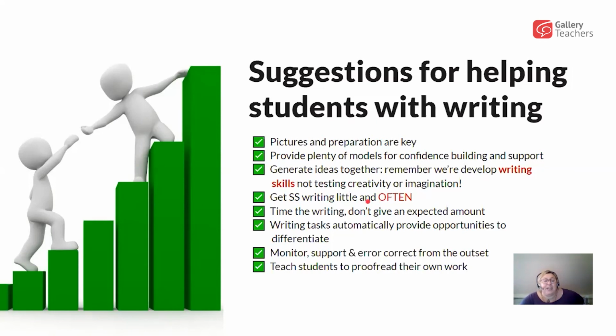So maybe you could start a teacher Facebook page and have your students post there on a regular basis. Or maybe you can build activities into the class on a weekly basis instead of only doing writing once every 3 weeks. And as I mentioned earlier, make sure you don't give an expected amount, just time the writing, and then the students will automatically differentiate, and you can differentiate as well when you're error correcting.